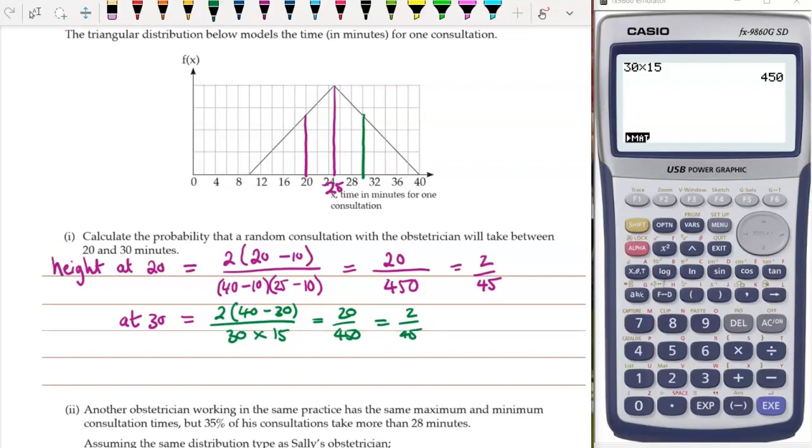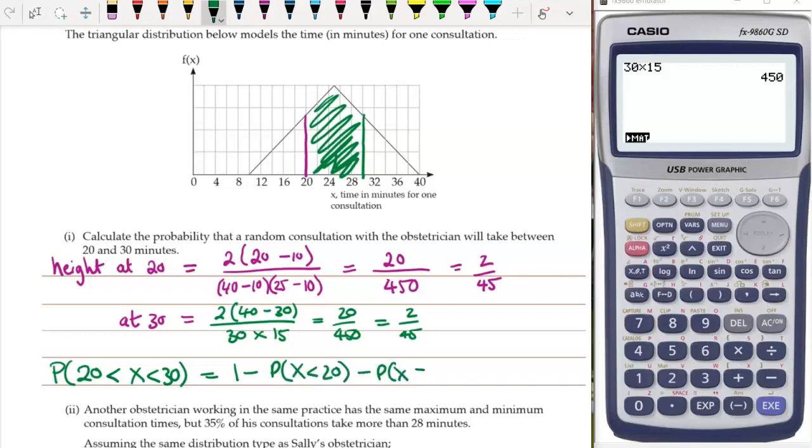Now, just going up to the diagram up here, we're trying to find the time in between these. So that bit there, it's going to be easier to find the time less than 20 and the time more than 30 and subtract that from 1. So that's what I'm going to do. So we will have the probability that x is between 20 and 30 will be 1 minus the probability that x is less than 20 minus the probability that x is more than 30.